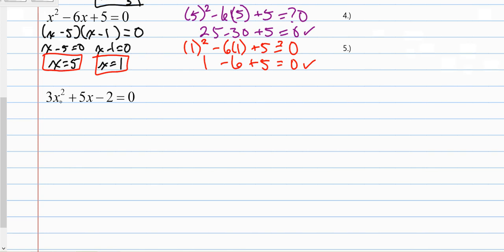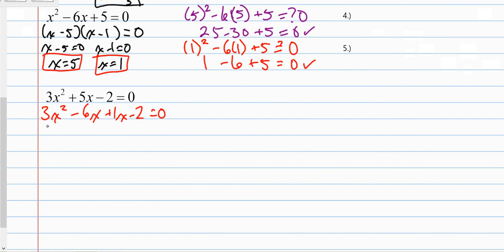So, we had 3x squared plus 5x minus 2. 3 times negative 2 is negative 6. I need factors of negative 6 that add up to positive 5. So I will have a 3x squared minus 6x plus 1x minus 2 equals 0. Just a reminder of our AC method of factoring, our non-one coefficient.